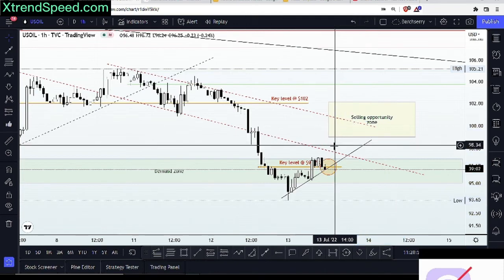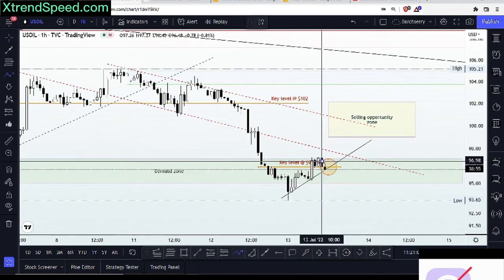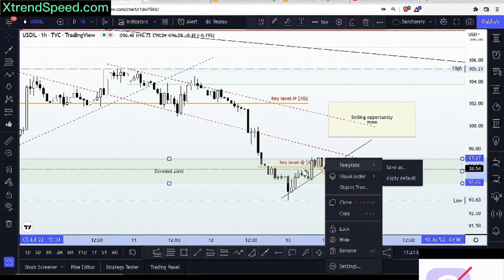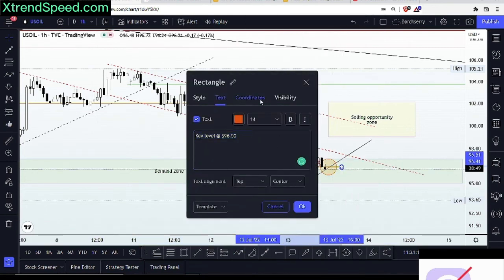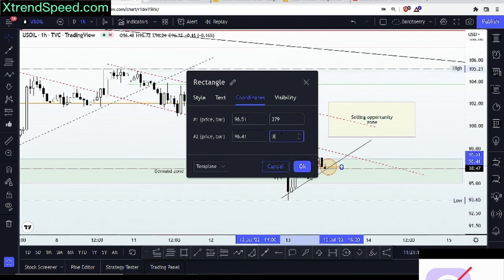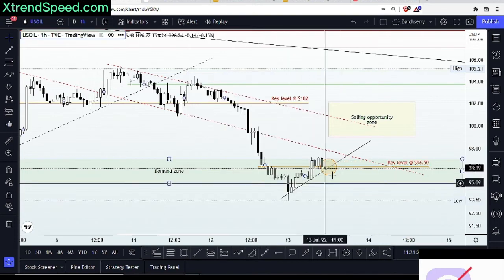So let me come again to have a clearer picture of what I'm talking about. The first scenario is this one. We are looking for a breakdown of this key level. Hold on a second. Let me bring out this key level further out a little bit so that we can have a better perspective. Let me place it at the right hand side. Okay, so we have this key level here.